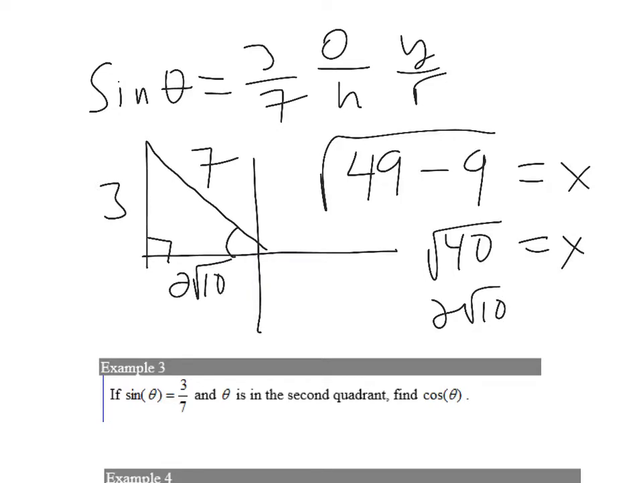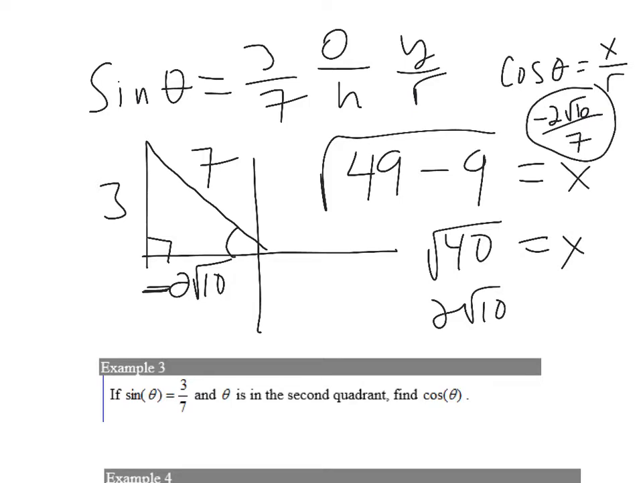The x coordinate over here in quadrant 2 is negative. Notice we're going to get the same thing, because if the cosine of the angle equals x over r, in this case it'll be negative 2 square roots of 10 over 7. And maybe this works better for you. I don't care which way you do it, as long as you can get there.